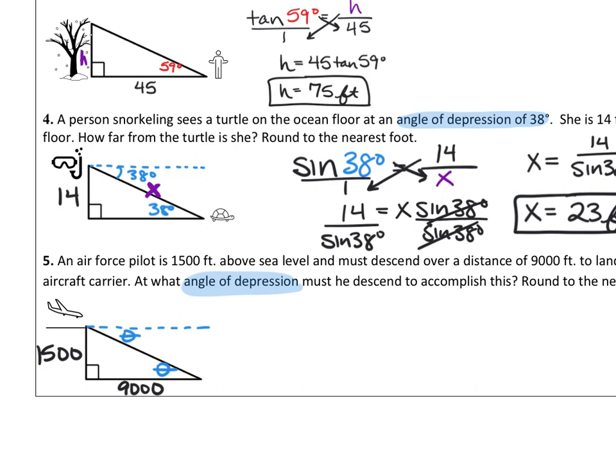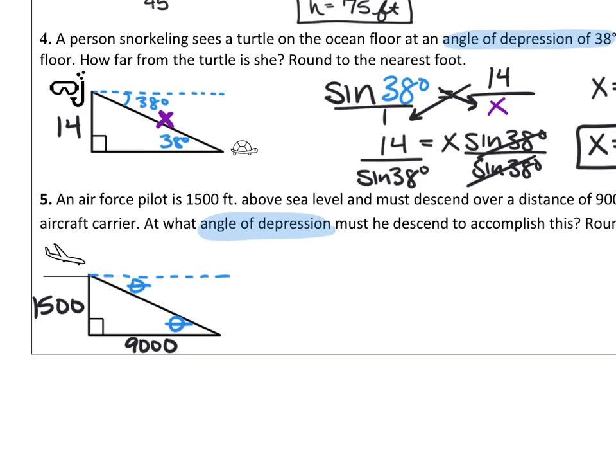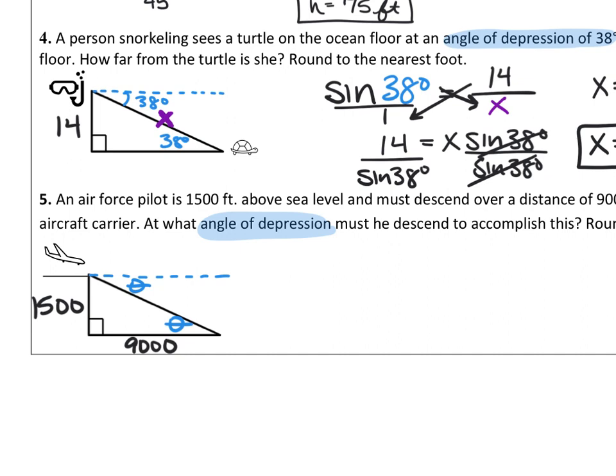Now, which trig function am I going to use here? Do I know the hypotenuse? No, so I shouldn't use the hypotenuse at all. Which trig function am I going to use instead? I will eventually use an inverse, but we're going to set it up as tangent. So if we have tangent of theta is equal to the opposite over the adjacent. What is opposite to theta? 1,500. What is adjacent or touching theta? 9,000.